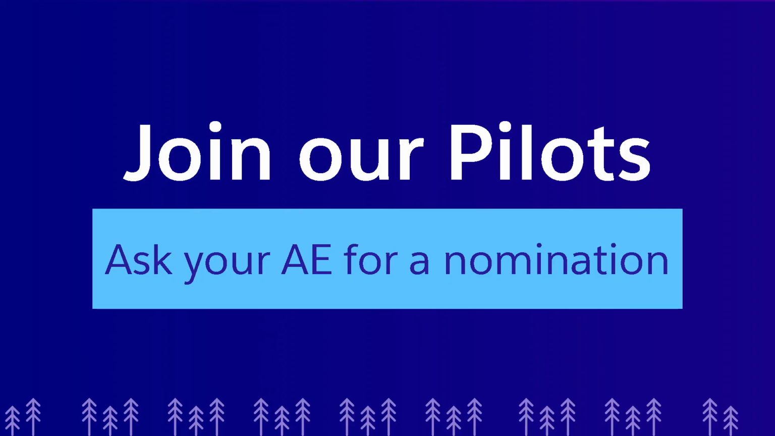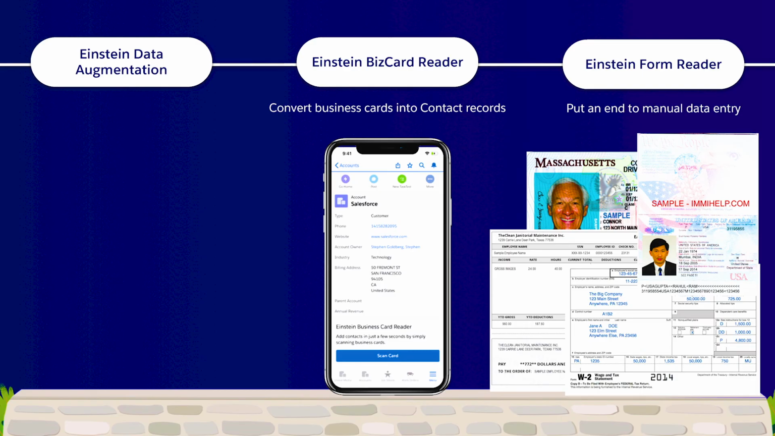To close off, we're going to do a roadmap a little bit differently than usual. Instead of telling you what's coming next, I'm going to tell you opportunities to join to impact the products that are coming next. So first we have data augmentation. And this is for both vision and language, and it allows you to train your models with less data. Second, we have business card scanner, which allows you to take a picture of a business card and it will create a contact for you. And then finally, we have Einstein Form Reader that allows you to digitize any form into a Salesforce record, from a passport, W-2, to an invoice or patient referral. Once again, if you want to join any of these pilots, just have your AE nominate you.